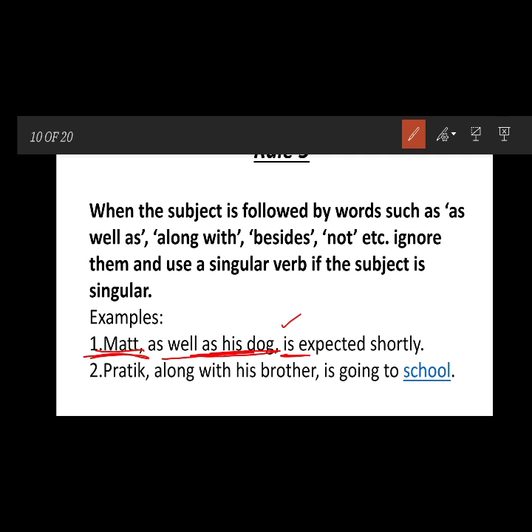Patrick along with his brother is going to school. Like here we are talking about Patrick, not his brother. We are talking about the singular person. In spite of along with his brother, it means he is going with his brother. So we are talking about Patrick. So that's why we ignore it, and we follow only this. And that's why it's is.